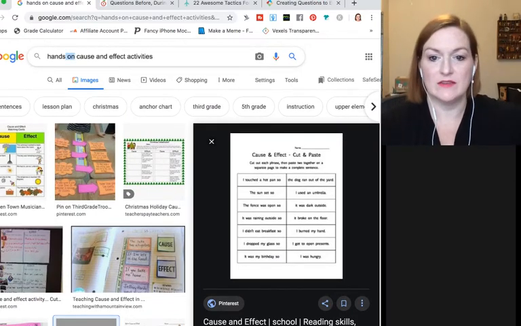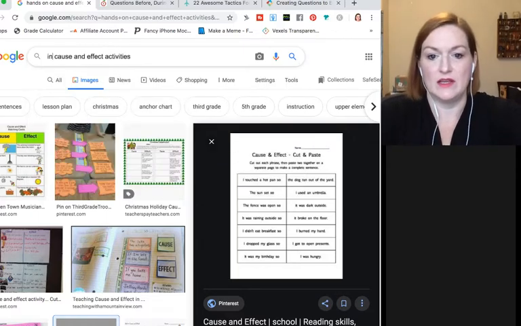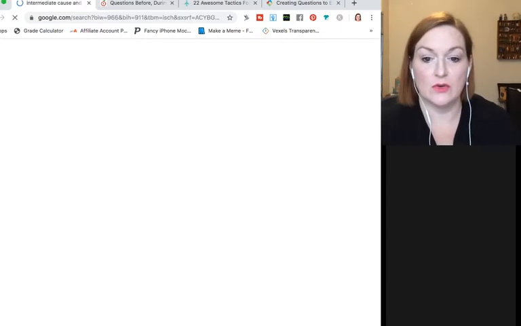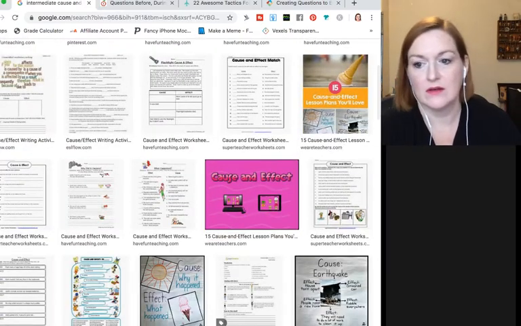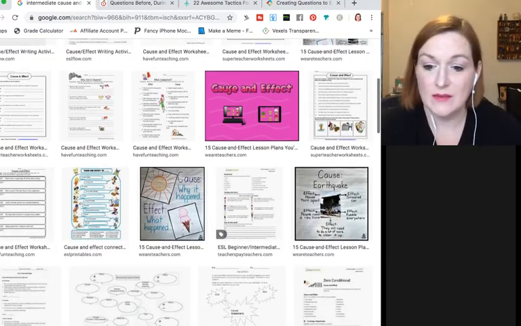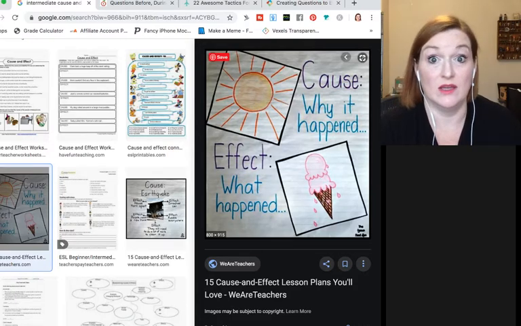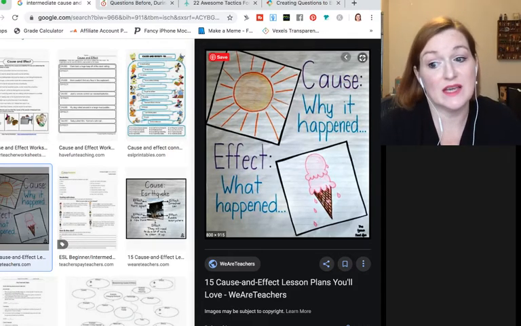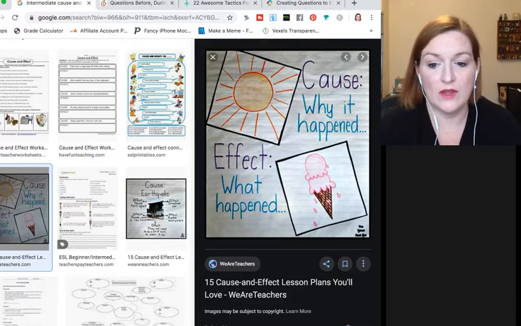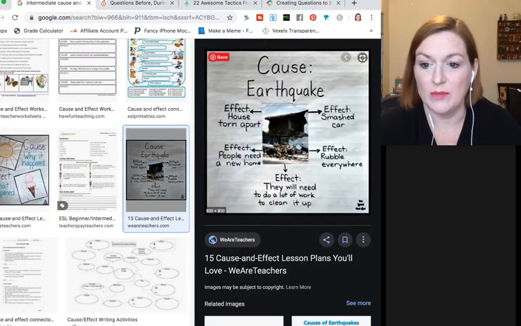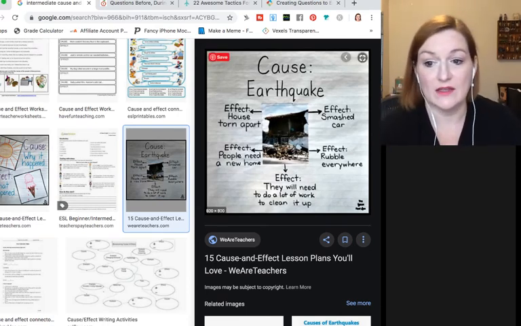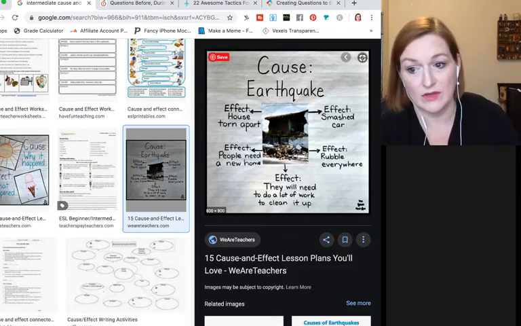Or if you feel like that's too babyish, it depends on your child. So cause and effect activities for intermediate. For older kids, just look at that. These are worksheets. This would probably be too easy for my kids. The sun is out and it melts the ice cream, cause and effect, right? If you want to take it that way, but if you want to go a little bit more, like here's an earthquake. Okay, the cause is the earthquake. What's the effect? The house gets torn apart, people need a new home, they're going to have to do a lot of cleanup, there's rubble everywhere, smashed cars.